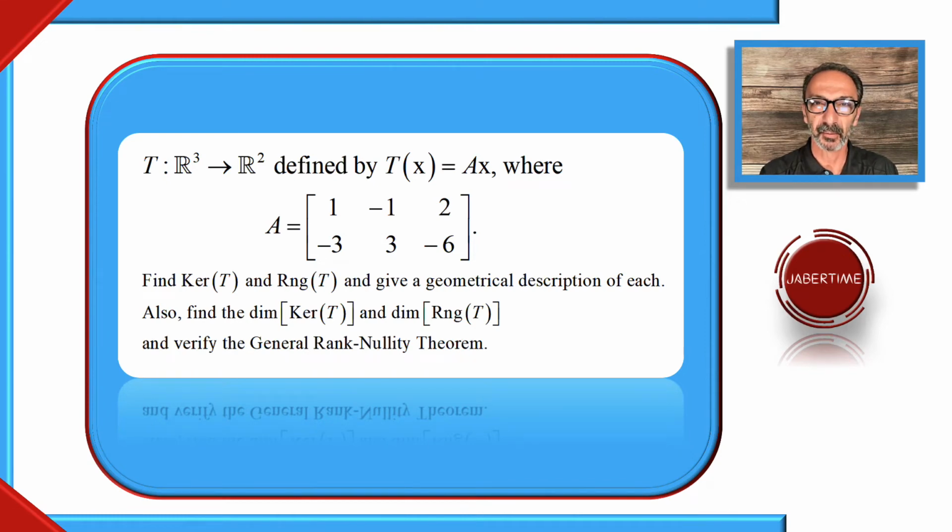Here's another problem about the kernel. This one is from R^3 to R^2 with the matrix of transformation given right here, 2 by 3. Notice that the 2 by 3 comes from this 2 and this 3. Find the kernel, the range, describe geometrically each, find the dimensions, and verify that the general Rank-Nullity theorem applies. Let's get started.